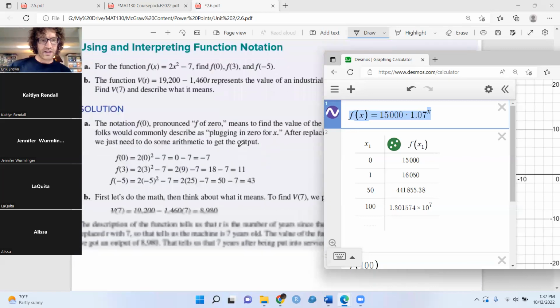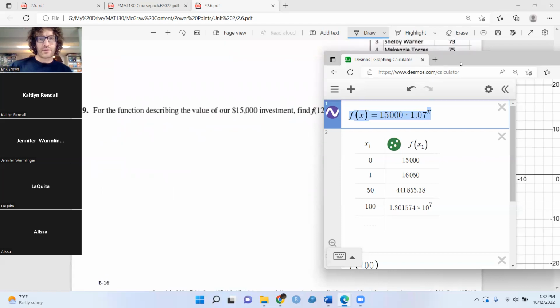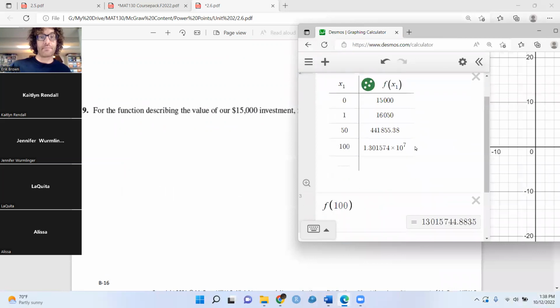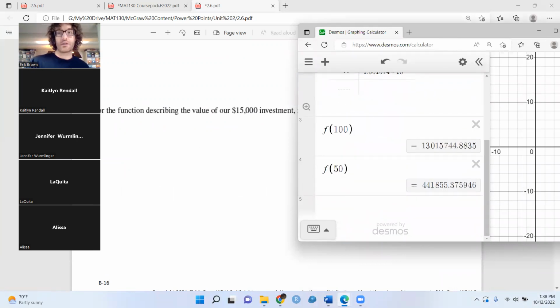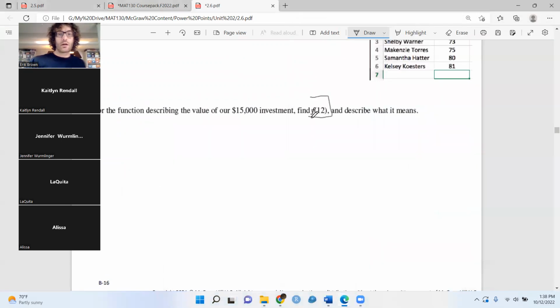I'll just assume you can. And let's go down here. So here it says find f of 12 and describe what it means. So do that. Find f of 12 and tell me what f of 12 means. All right, do this. I'm going to force myself to be quiet for 3 minutes. Set a timer for 3 minutes.